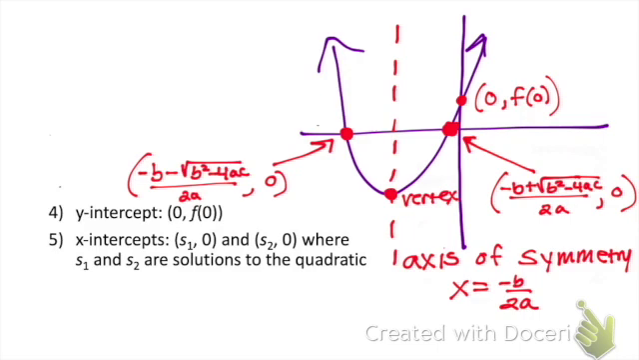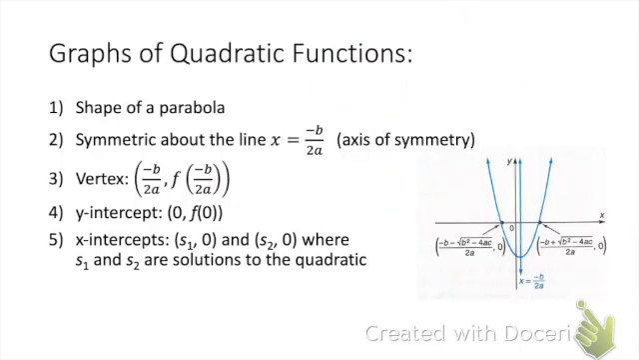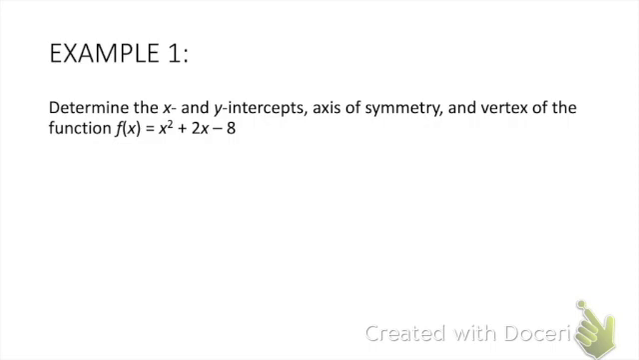Nothing new, right? Now we just have it visually there in front of us. All right, so everybody good? I'll give you 5 more seconds. Okay, so given a function, can we determine all of that information? Can we find the x and y-intercepts? Can we find the axis of symmetry? And can we find the vertex?